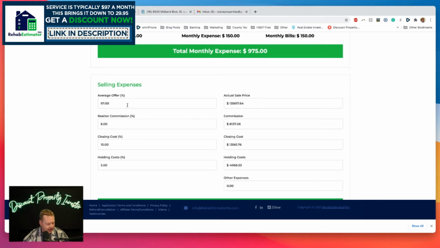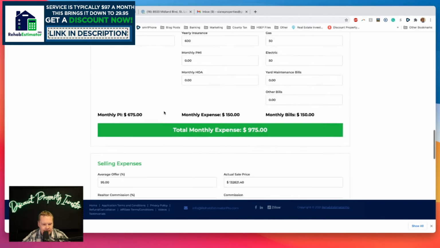Okay, so then selling expenses. And this is where a lot of people don't factor everything in. They think, oh, if I get this, I am going to get a much larger check than they actually would, because they don't factor in all the expenses. So we want to factor in all of our expenses. So average offer, we've got a pretty solid market, let's say, but it's 95% of the actual sale price or the actual asking price.